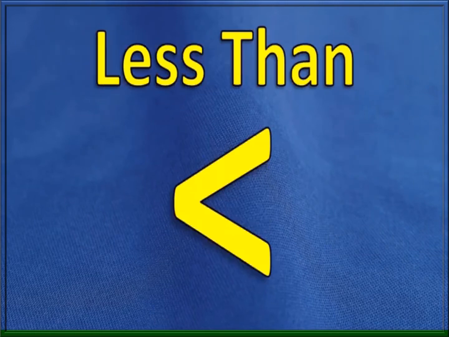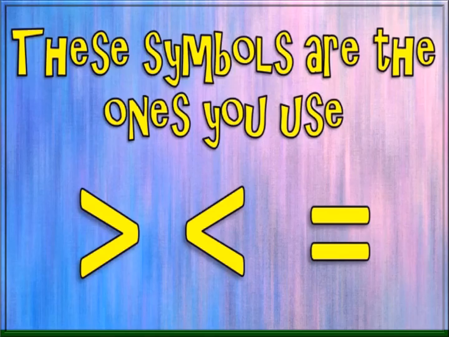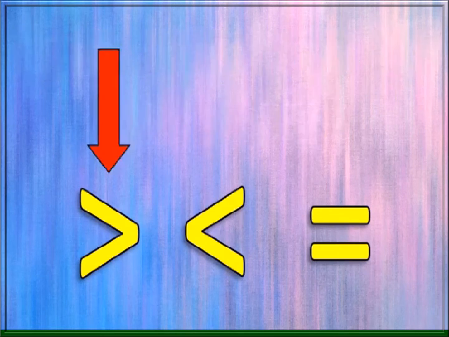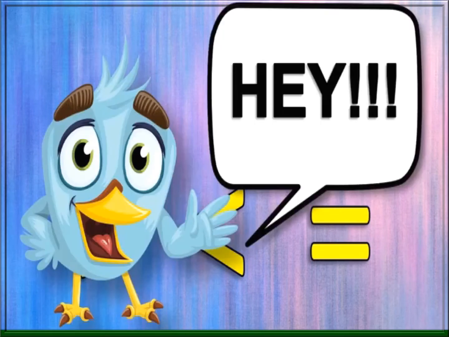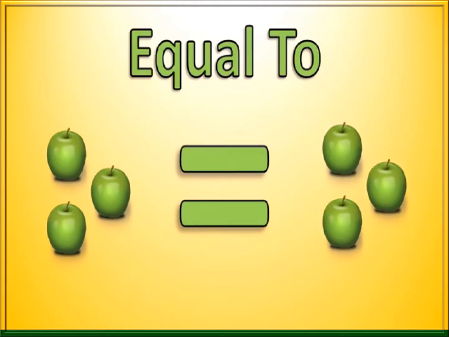Greater than, less than, equal to. These symbols are the ones you use for greater than, less than, and equal to. Greater than, less than, equal to.